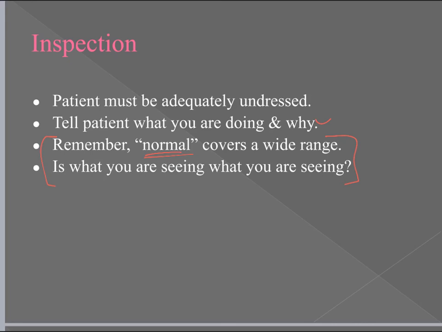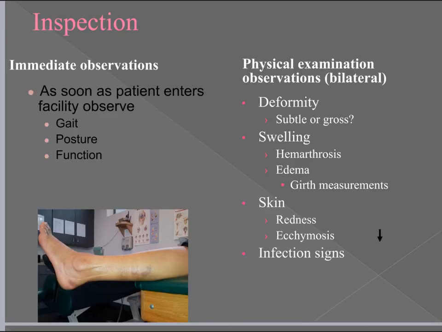And then, is what you are seeing what you are seeing? So here's the thing. We're going to have a good history by now. We're going to know what type of pain they're having. We're going to know their previous history, injury history. And so now the question just becomes, make sure you're doing a thorough inspection. Make sure that what the patient is telling us is absolutely what we are seeing. And if they're telling us something different than we're seeing, we always go with what we're seeing, right? All right, so let's get into it.